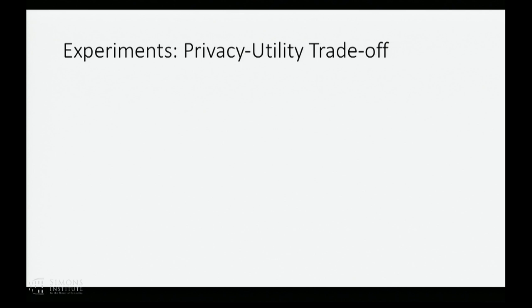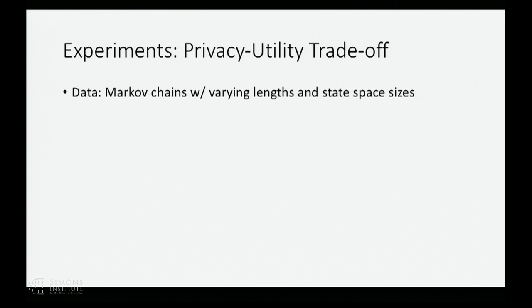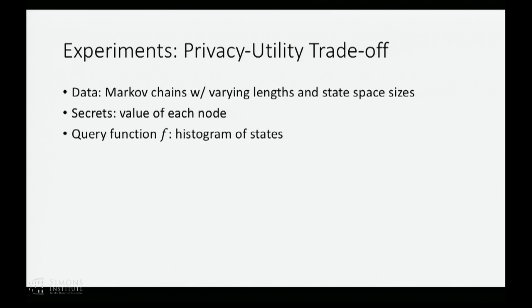Now I'm going to show some experimental results which demonstrate the privacy utility trade-off for our Markov quote mechanism. The experiments are done for some real and synthetic Markov chains of different length and different state space. And the secret we're trying to protect is the value of each node, and the query function here we consider is the histogram over the states.